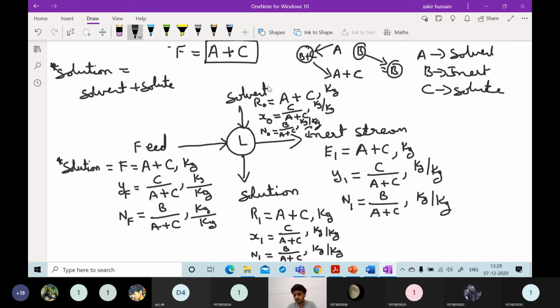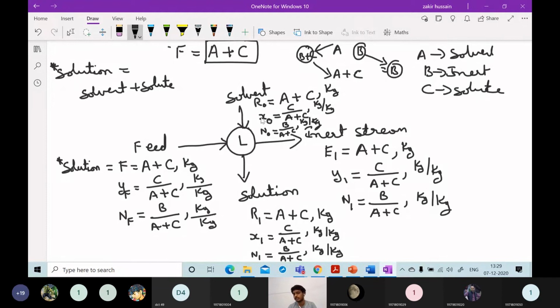Then one more feed stream is this one. Solvent is also one input stream. So this is an input stream, and we are denoting it with R0. R0 is nothing but the weight or amount of solution which is present in the solvent stream. Amount we are saying, so its units will be kg. Amount of solution we are saying, solution means A plus C, solvent plus solute. So R0 is equal to A plus C.